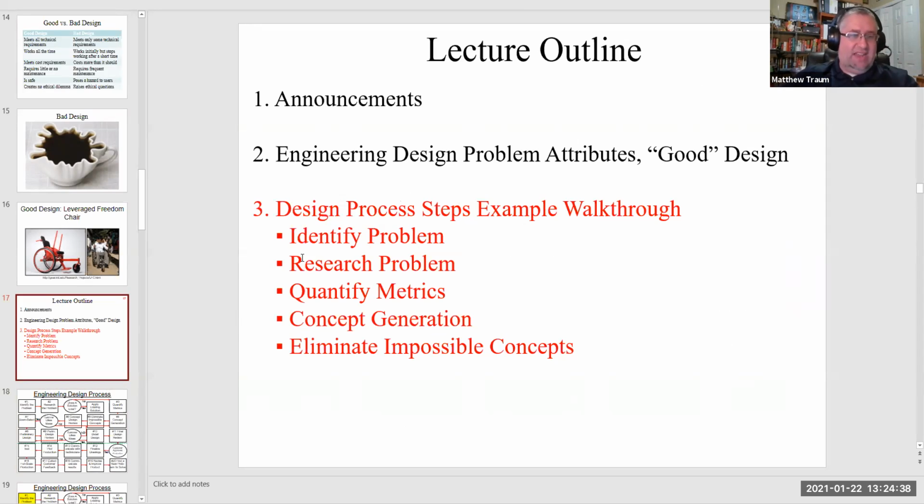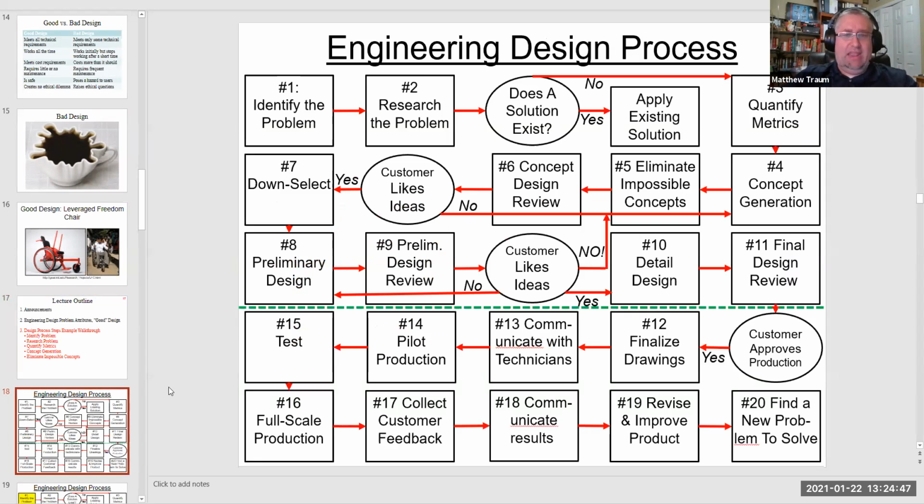Now, this is actually going to be part of an ongoing presentation that's going to span over several different lectures. And in those lectures, I'm going to touch on all of the different steps of the formal engineering design process, at least as they pertain to 4501, right? So we're going to march from step 1 all the way through to step 11 in this class. And there are a lot of places where I'm going to give you a lecture on how to do a particular thing, right? Like down selection or quantifying metrics or detail design.